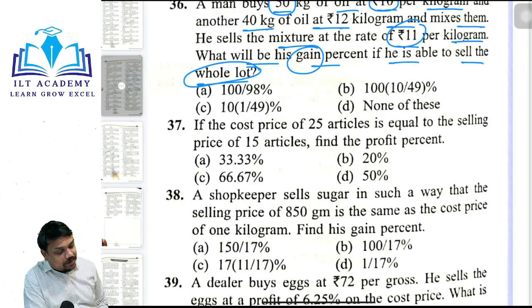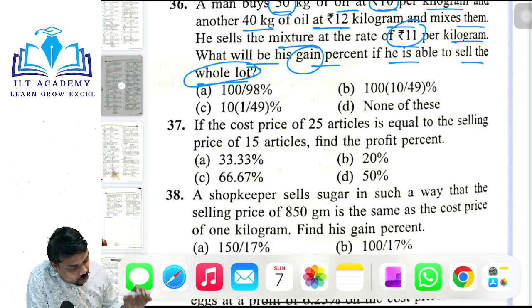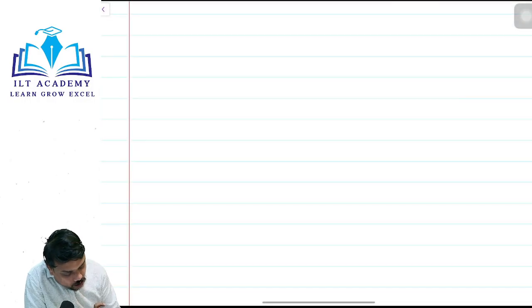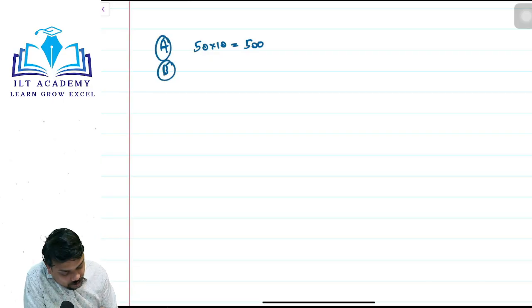So let me explain you what happened over here. A man buys 50 kgs of oil at 10 rupees per kg. So how much did he spend? 50 into 10, 500. ये हो गया A quantity. Okay. Now B, how much? 40 kgs of oil at 12. So 40 into 12 कितना हो गया? 480. So total his cost will be what? 500 plus 480, 980.